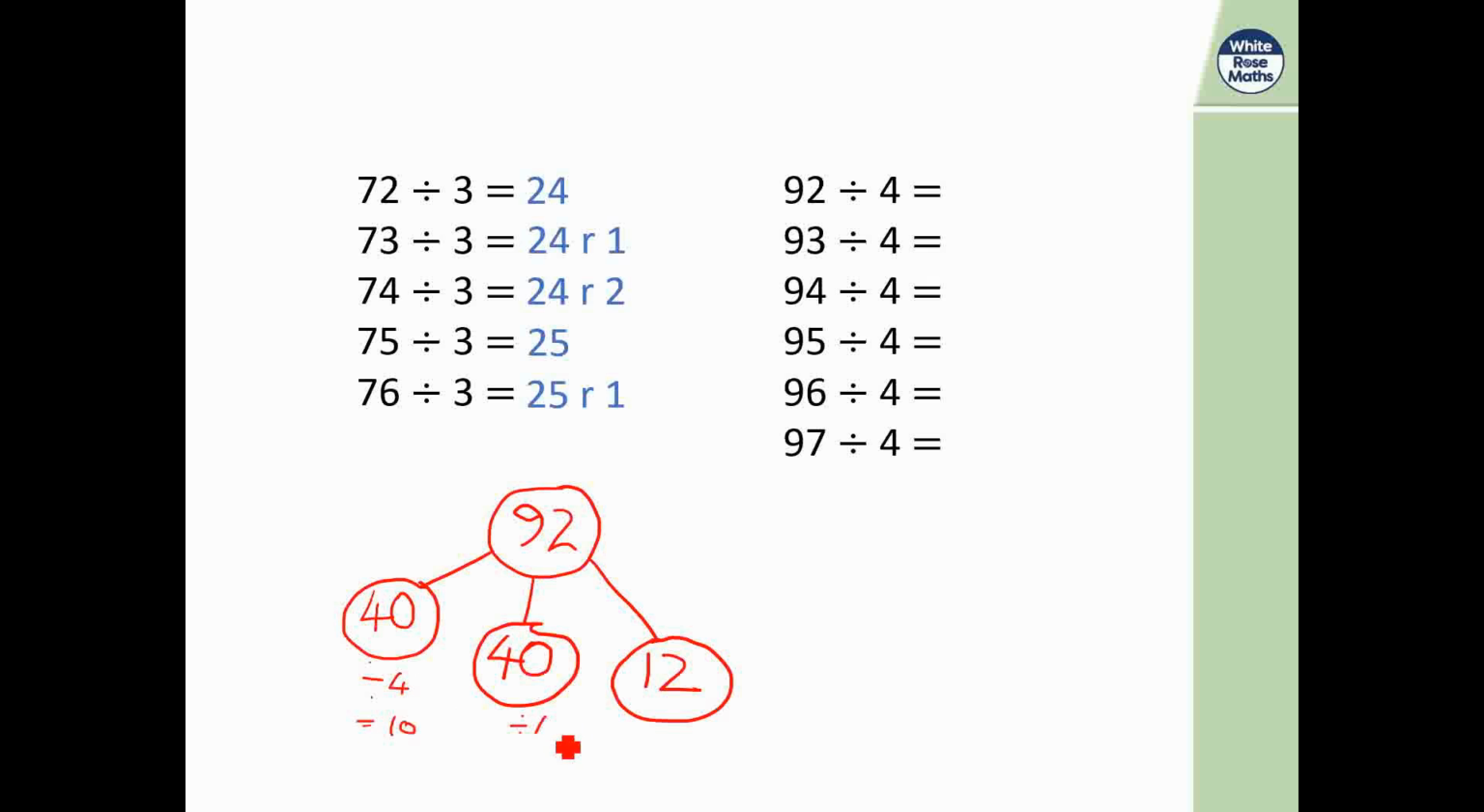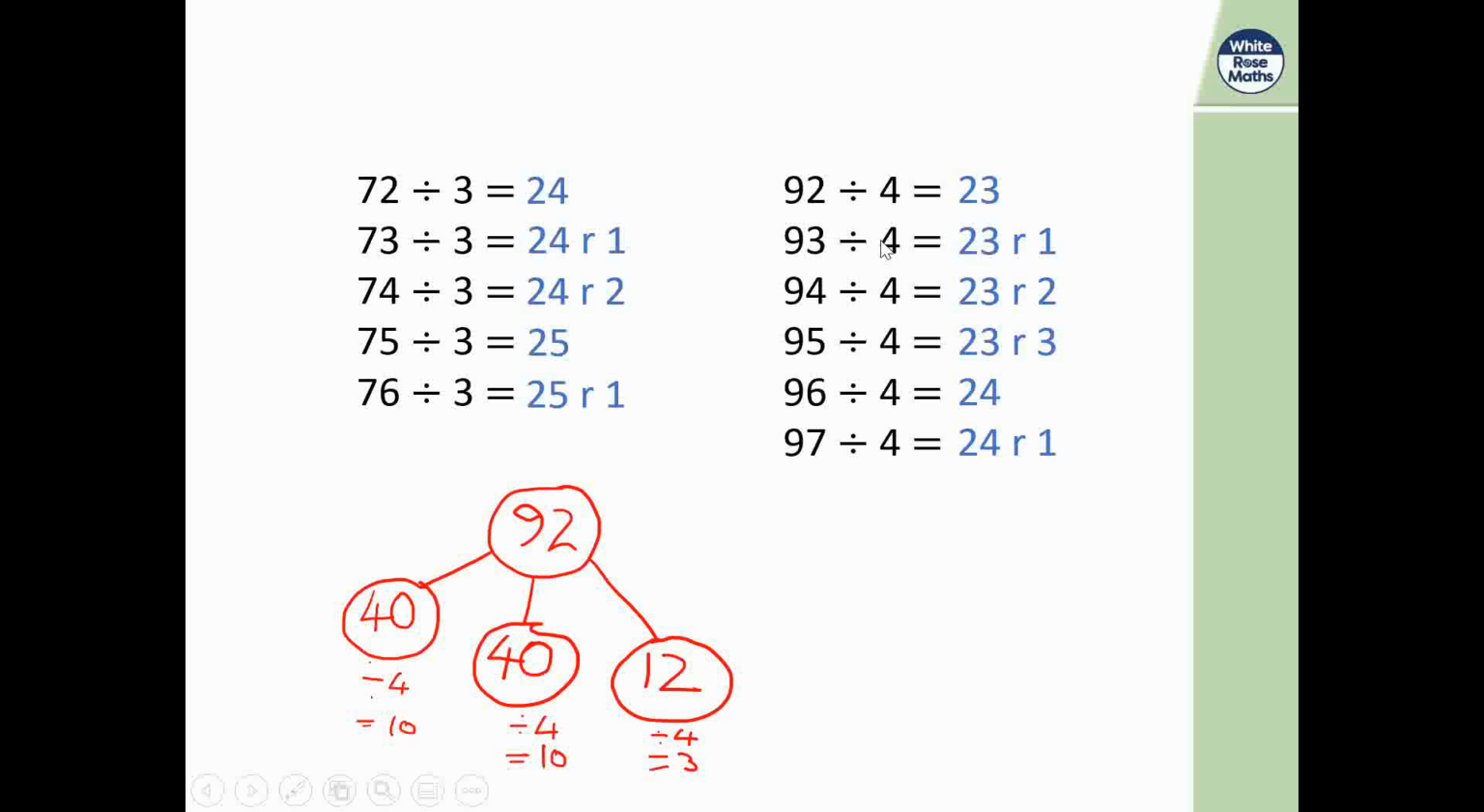And here, this must be the same, right? Because it's 40 again. How many times does 4 go into 12? 3 times. Good. So we need to add these numbers. What do we get? 10 plus 10 plus 3. 23. So our answer here, 92 divided by 4, is 23. Yeah, we can work that out. Thanks to you. So we know the answer is 23.